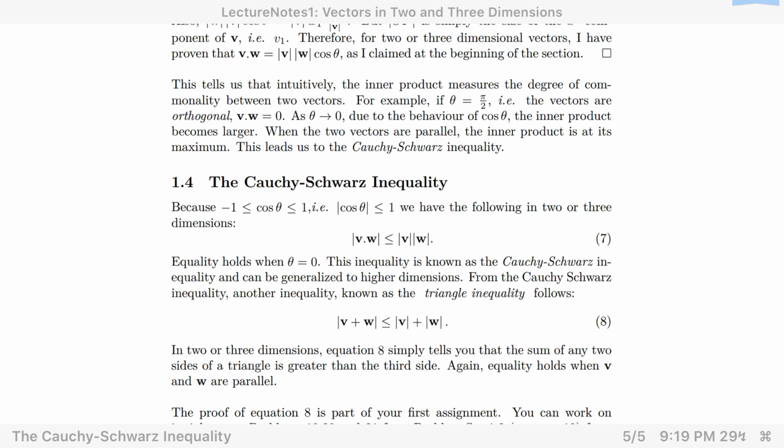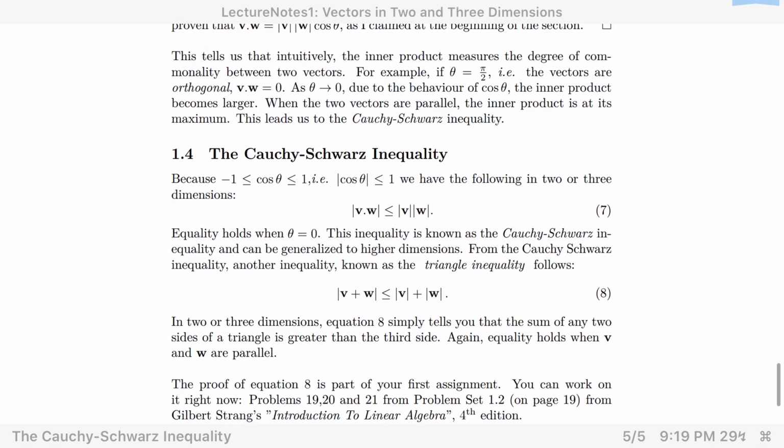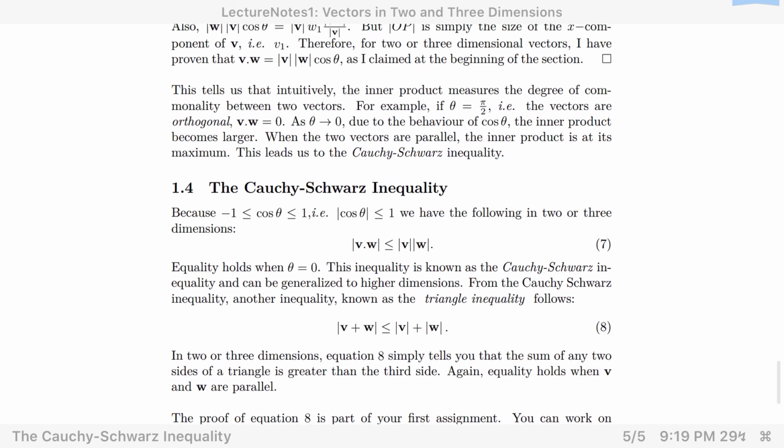But as theta goes to 0, as theta gets smaller and smaller, then the dot product gets larger and larger. Now, on the other end, if they're anti-parallel, meaning theta equals pi or 180 degrees, then the dot product is a minimum. Then v dot w equals the negative of the modulus of v times the modulus of w.